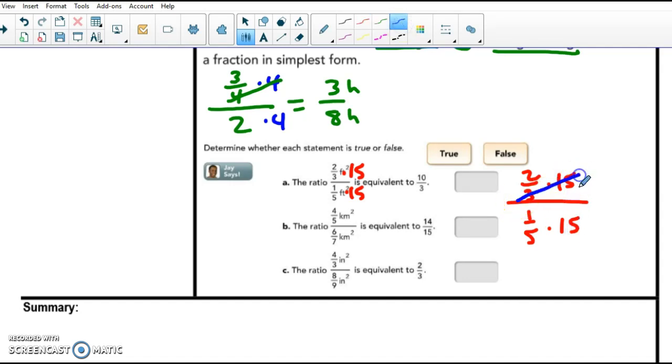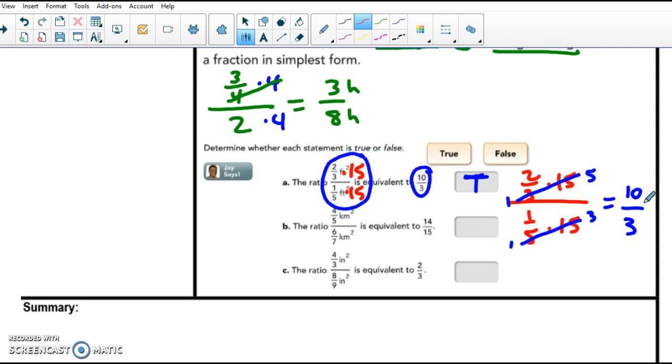So I can cross cancel my 3 and my 15, and that becomes 2 times 5. And in my denominator, I can cross cancel 5 and 15, and that becomes 1 times 3. So now in my numerator, I have 2 times 5, which is 10, and in my denominator, 1 times 3, which is 3. So I would say true for this one. This ratio is equivalent to 10/3, and what a simpler way to say that ratio.